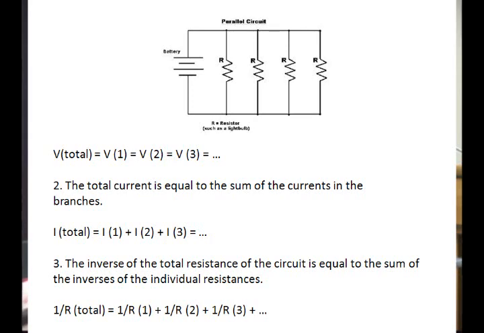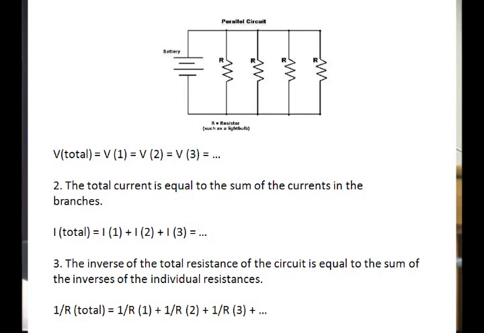And where it gets really bizarre is the resistance. The more loads we have on a parallel circuit, the lower the total resistance. The formula for finding total resistance in a parallel circuit is 1 over the total R is equal to 1 over R1 plus 1 over R2 plus 1 over R3, etc., etc., etc.